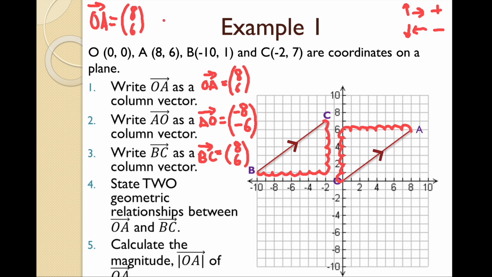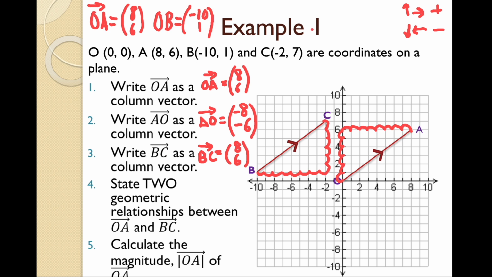What do you think the next one would be? OB, right? If we had to guess, what do you think OB would be? So negative 10 and then 1 at the bottom. Okay? Alright. So we have OB as negative 10, 1 at the bottom.